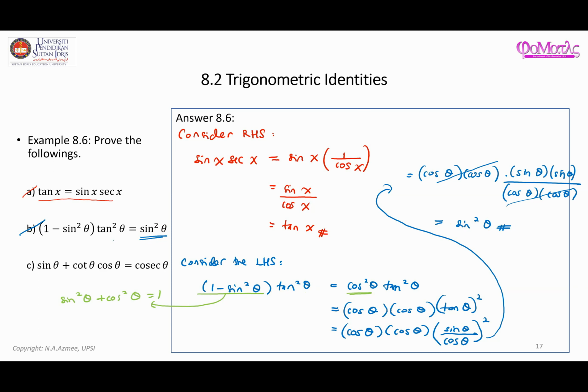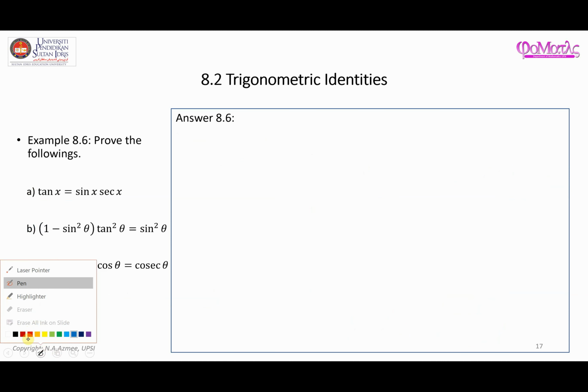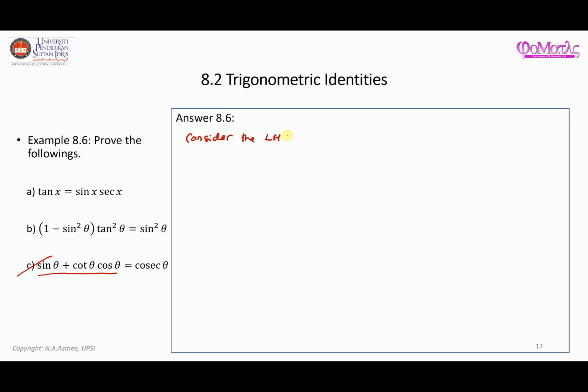Alright, I'm going to erase the screen here, and then we are going to look at the last question. Okay, next. Again, I will always choose to work on the complicated, more complex side. So now I'm going to consider the left-hand side, where you have sine theta plus cotangent theta cosine theta.